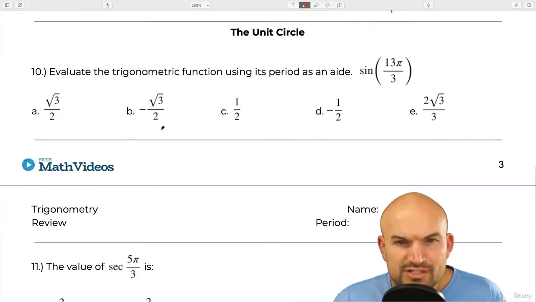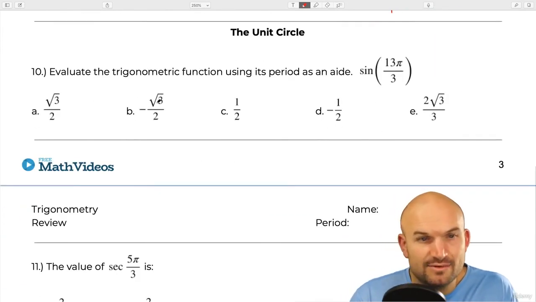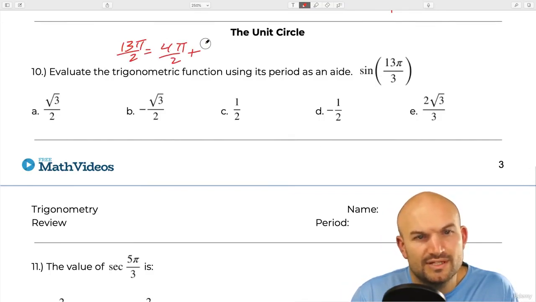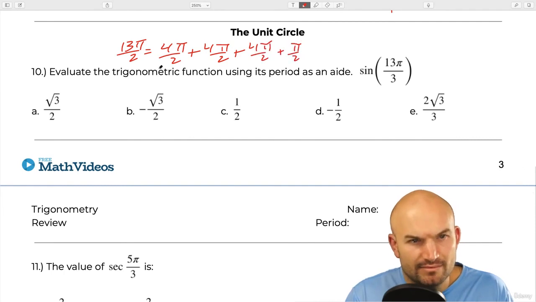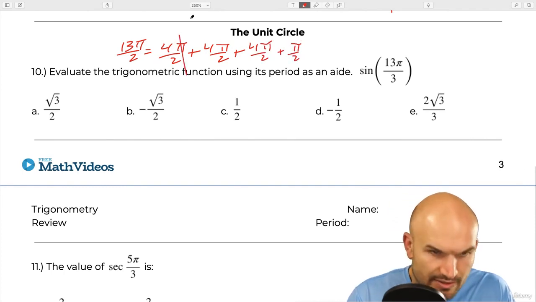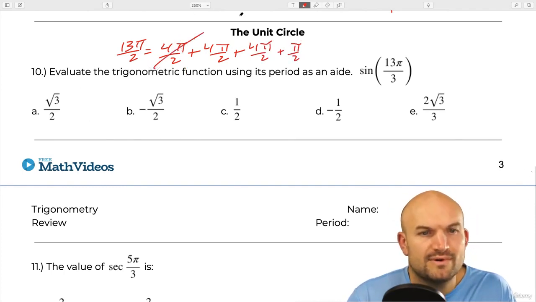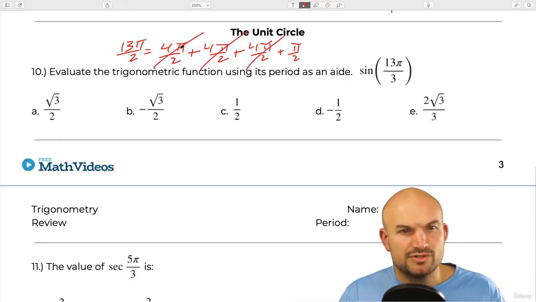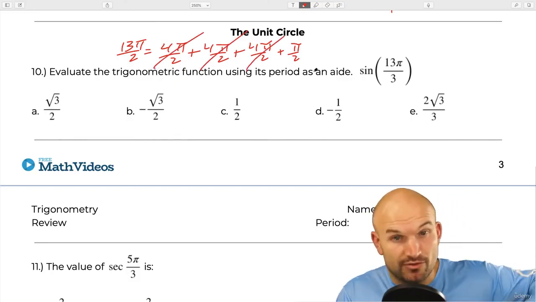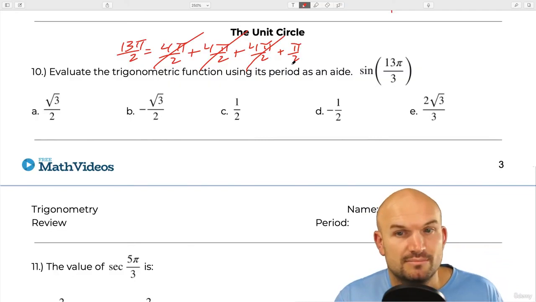All right, evaluate the trigonometric function as a period of its angle. So what they mean from there is we can rewrite 13 pi over 2 equal to 4 pi over 2 plus 4 pi over 2 plus 4 pi over 2 plus pi over 2, right? That's a revolution, that's a revolution, that's a revolution. So 4, 8, 12, right? So 3 revolutions, and then you have an extra pi halves.